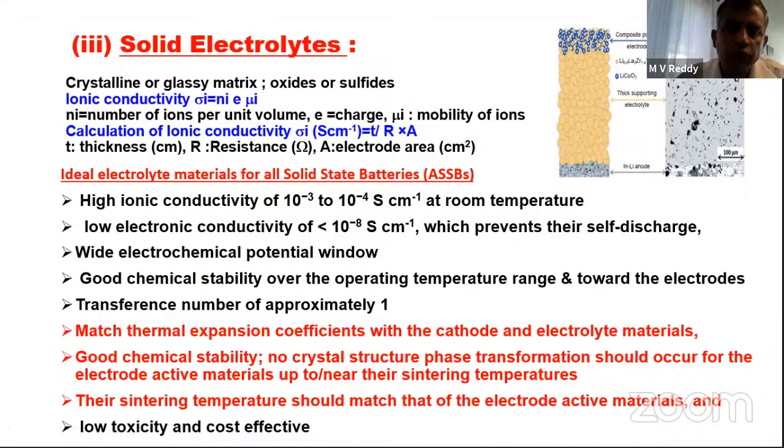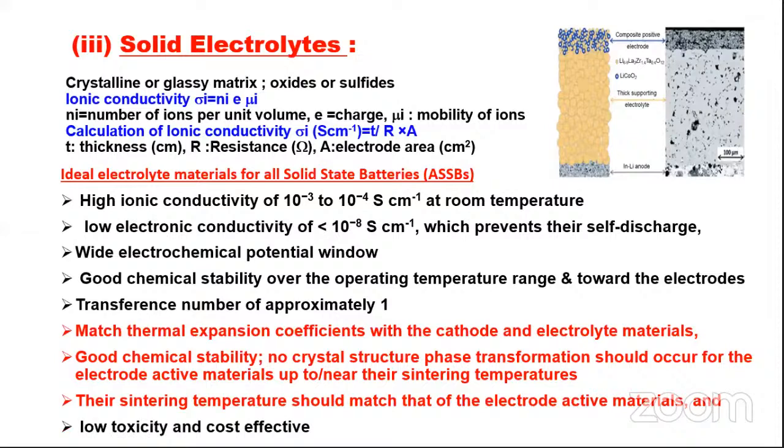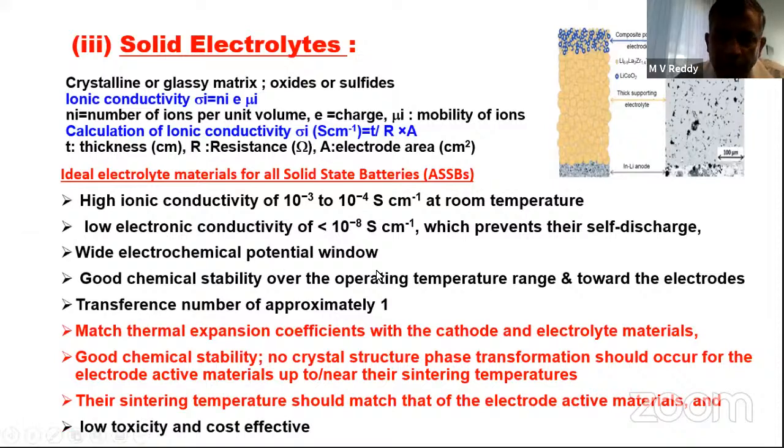So we have to look for high conductivity, in the order of 10 to the minus 3 to minus 4 Siemens per centimeter at room temperature. We want low electronic conductivity and a good electrochemical potential window, in the sense that going to 5 volts or 6 volts is really good, and good chemical stability over a wide temperature range is very important. Sometimes we are going to heat the electrodes, both cathode and anode. Stability plays an important role.